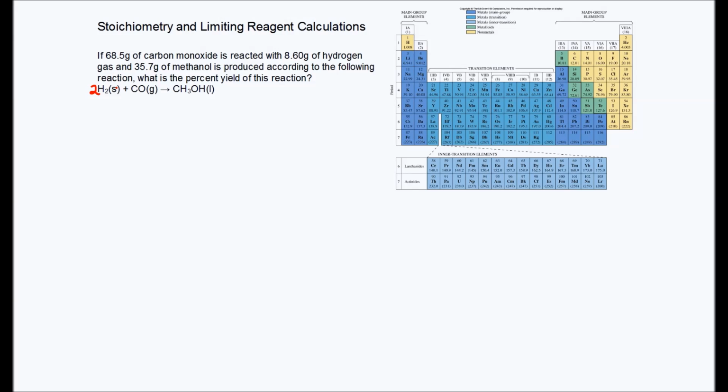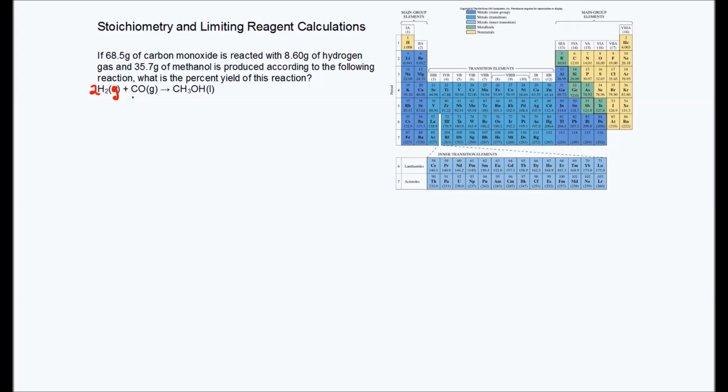So now I have 4 H's on the left, 4 H's on the right. 1 carbon on the left, 1 carbon on the right. 1 oxygen on the left, 1 oxygen on the right. By the way, that's H2 gas, not solid. Just notice that mistake. Okay, now that it's balanced, we can do the problem. And we're going to start exactly the same way we've done before.